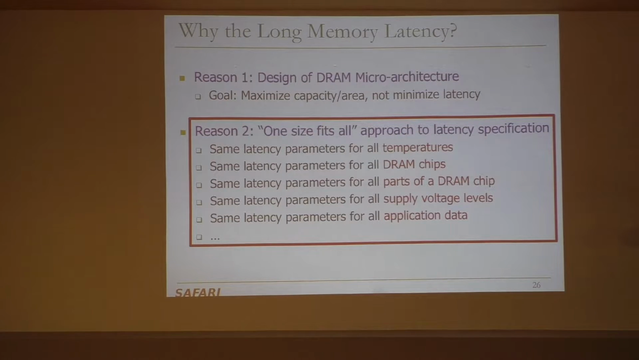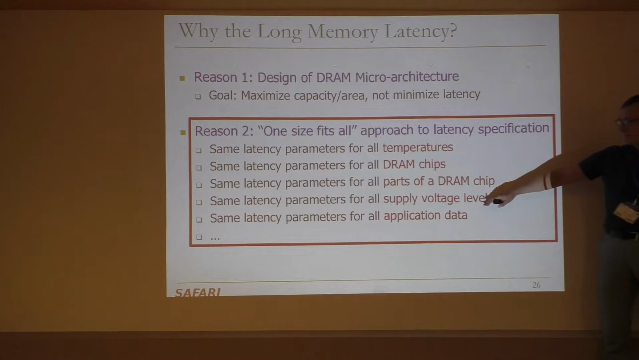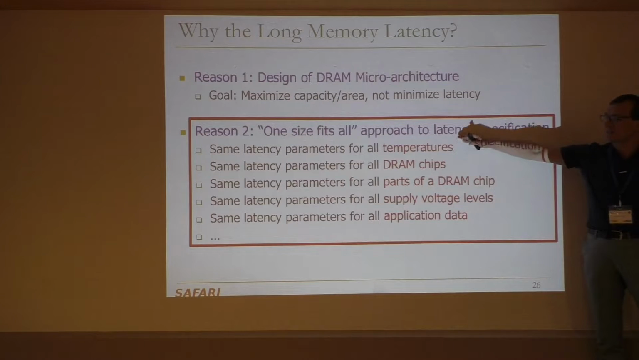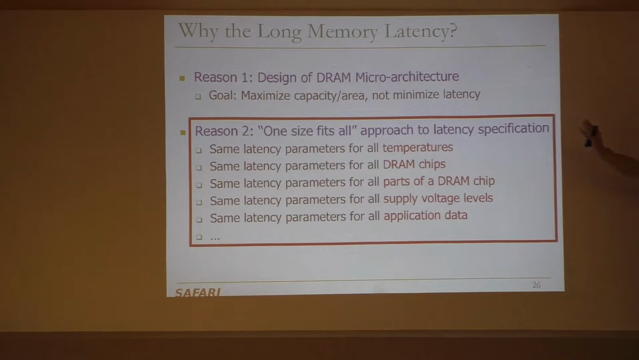So basically today we're using the same latency parameters for all temperatures, all DRAM chips, all parts of a DRAM chip, all supply voltage levels, and all application data. So ignore the application data; it requires maybe understanding of your data. But you can actually make latency parameters more heterogeneous, or different, across these different conditions. That's the key idea over here.